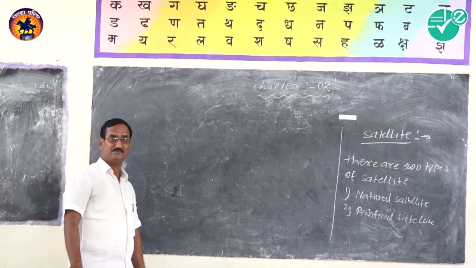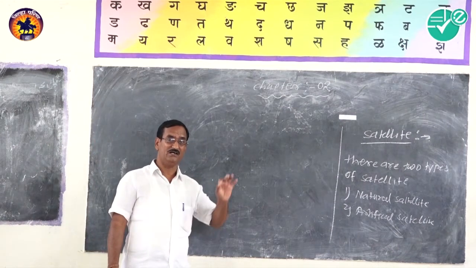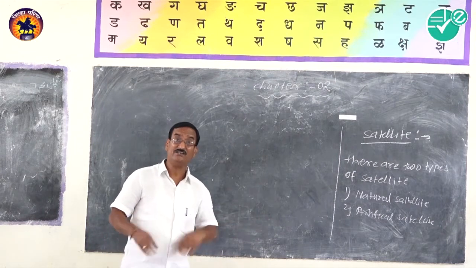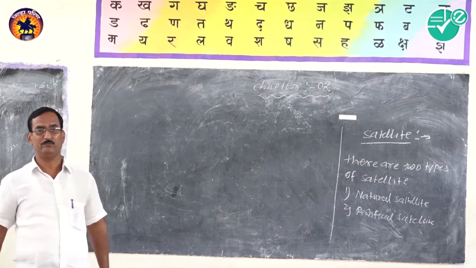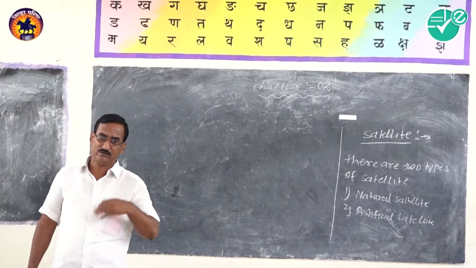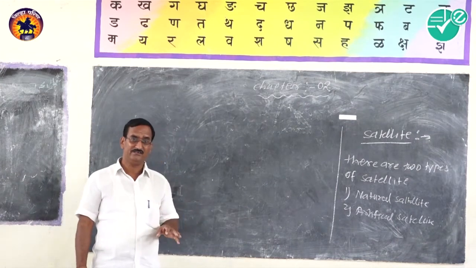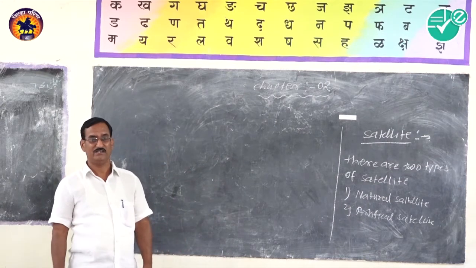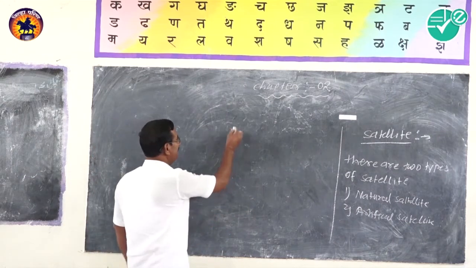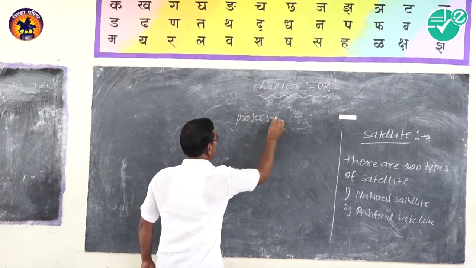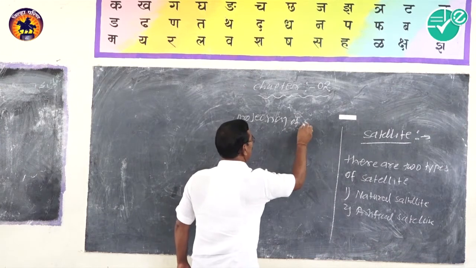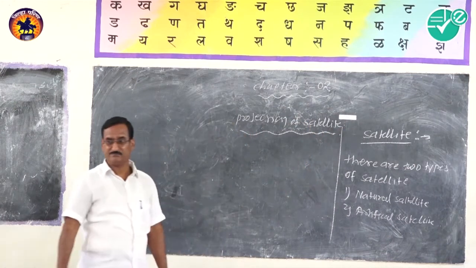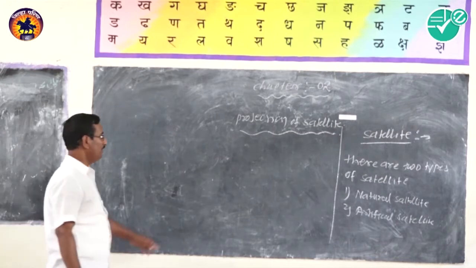Then the question arises: how do we launch such artificial satellites in space for different purposes? Launching of a satellite is also known as projection of the satellite in space.